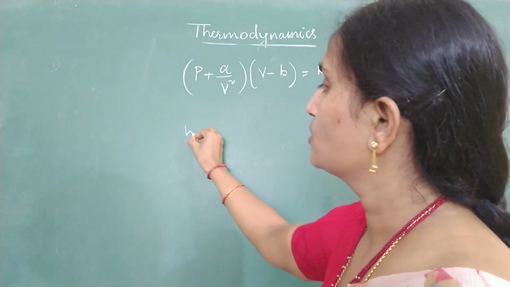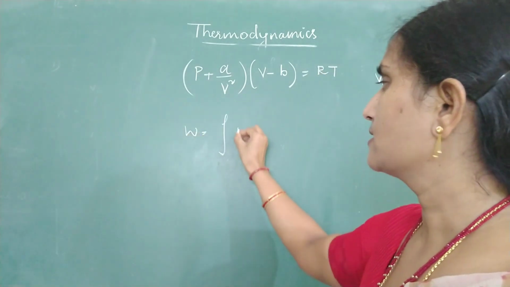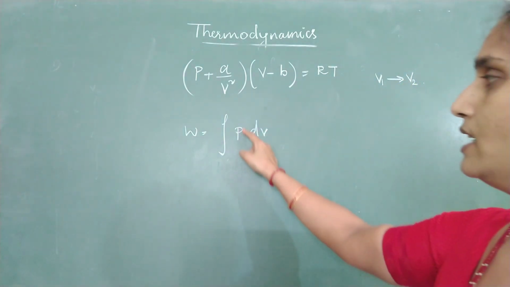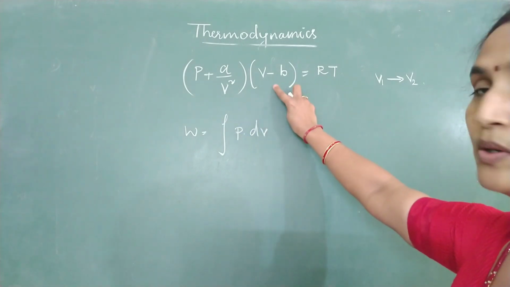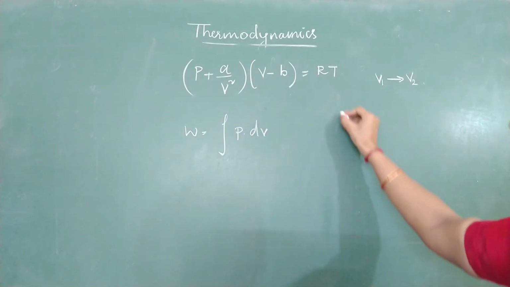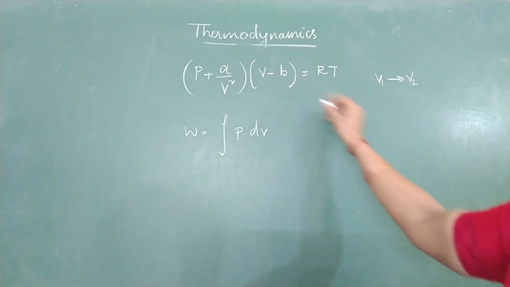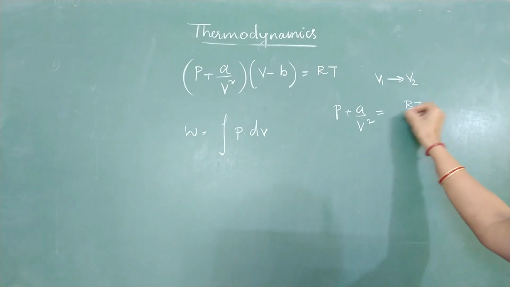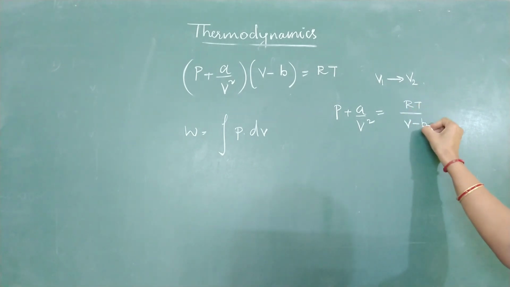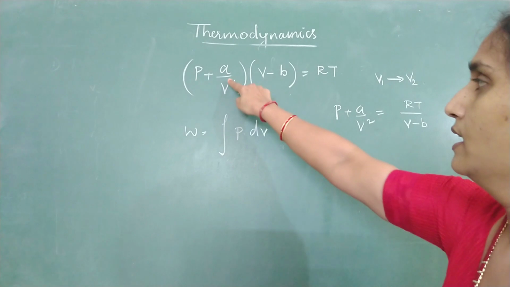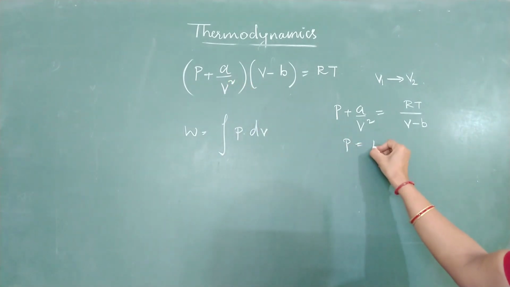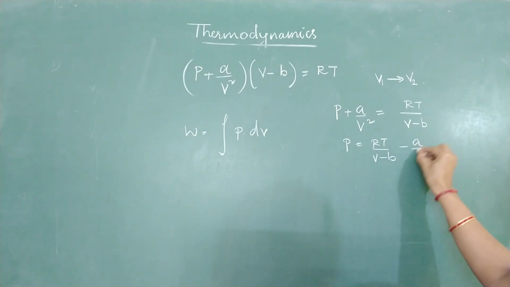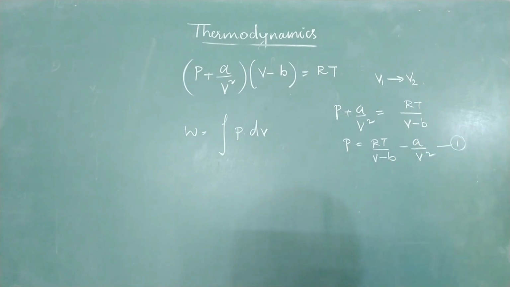Just now I told you, work done in any process is the integral of P dV. So now I need the value of P from the given relation. Tell me what is pressure from the given relation. I'll modify this relation: P plus a by V square is equal to RT by V minus b, because I need pressure to calculate the work done. Then what is P equal to? P equals RT by V minus b minus a by V square. Call this equation 1.